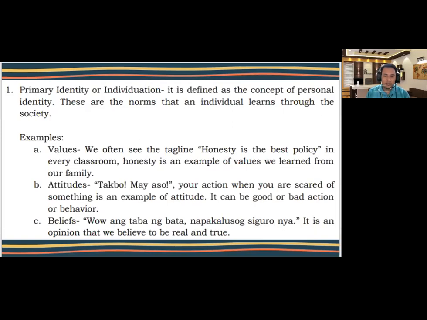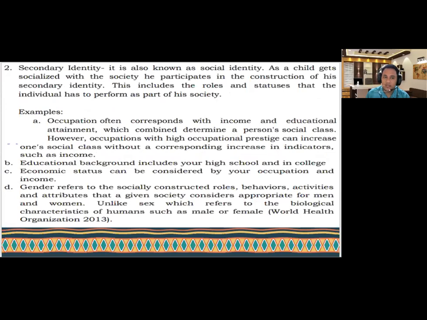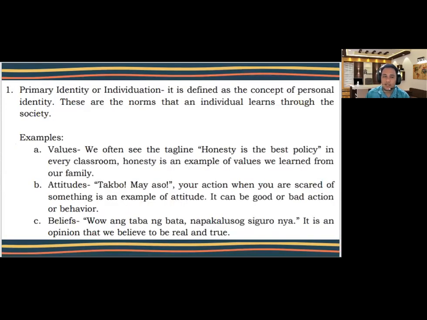Now, meron tayo tinatawag na primary identity or individuation, tsaka secondary identity. So pag sinabi natin primary identity, from the word itself, primary, at first hand, it is defined as the concept of personal identity. So ikaw mismo, walang kinalaman ang society. Your personal identity. These are the norms that an individual learns through the society.